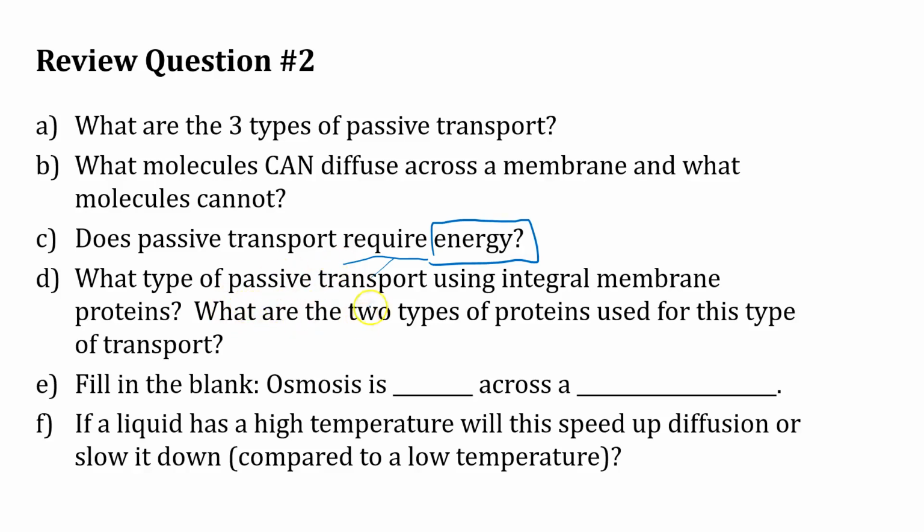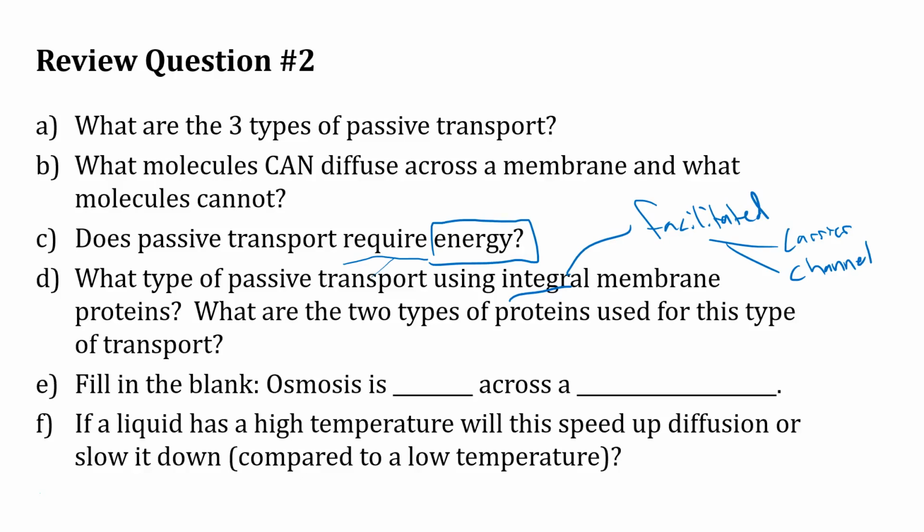All right, what type of passive transport uses an integral membrane protein, and what are the two types of proteins used for this? This would be facilitated diffusion, which requires a protein. And the two different types are carrier proteins and channel proteins. Channel proteins are basically passageways that stuff can pass into and out of, and sometimes those passageways are specifically sized or designed to allow specific things through them.